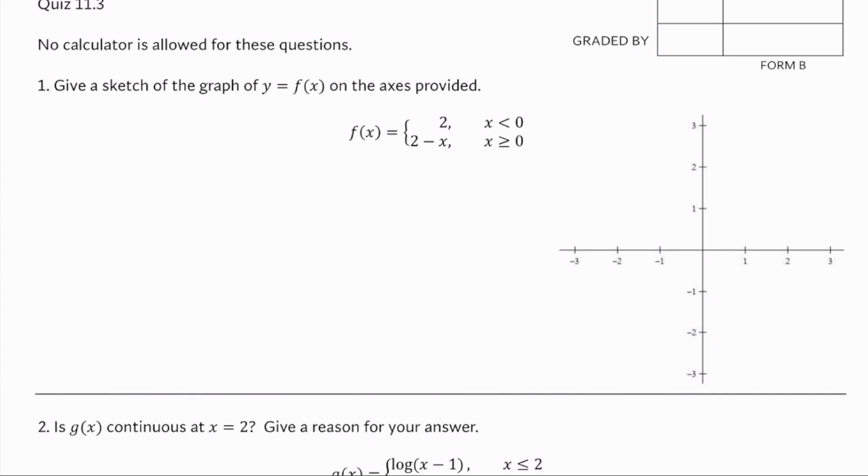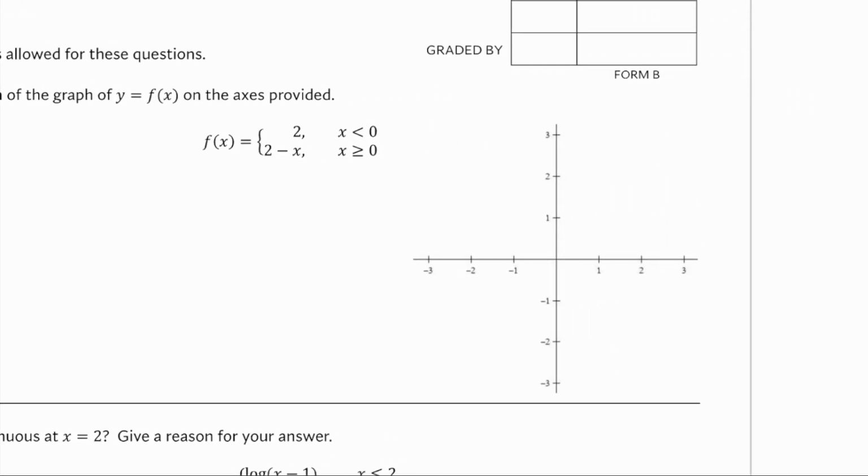Alright, form B. So we're going to sketch the graph of y equals f of x on the axes provided. So f of x equals 2 when x is negative. Okay, this one's a lot like the other one. Oh, but it turned out I wasn't really thinking clearly when I made this quiz, I don't think, because I think form B turned out to be quite a bit easier than form A.